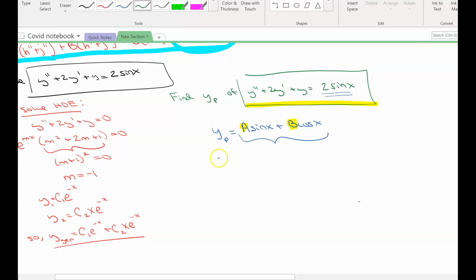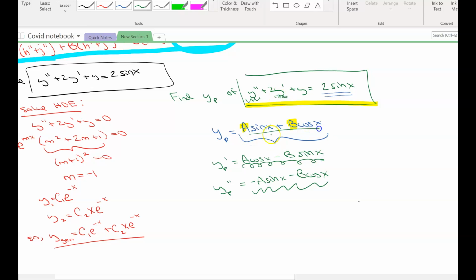So if y particular is a sine x plus b cos x, then the derivative of y particular is going to be a cos x minus b sine x. And the second derivative of this y particular is going to be negative a sine x minus b cos x. And all we do at this point is substitute these back into the Diffie-Q and solve for a and b. I'm going to meet you there when I put it all in there.